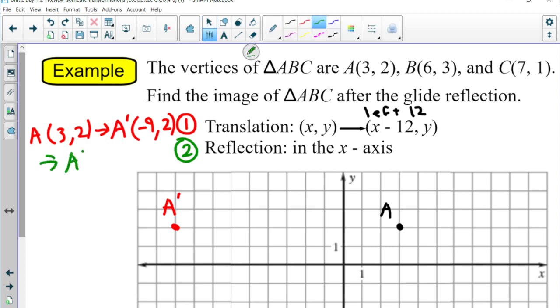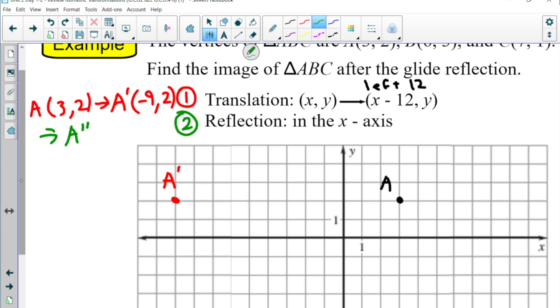Then, to get A double prime, we're going to take A prime. We're reflecting it over the x-axis. So here's my x-axis. So we're going to flip it. Well, it was 2 above the x-axis. So now we're going to count 2 below the x-axis and put A double prime. So again, we're going from that first transformation and then working through to that second transformation. So A double prime is at -9, -2. And if you look at your coordinate rule for a reflection over the x-axis, that should line up. So that's your point with A.